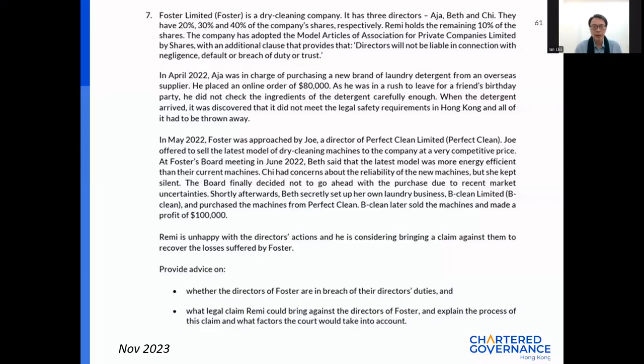So the question asks: provide advice on whether the directors of Foster are in breach of the directors' duties and what legal claim Remy could bring against the directors, explain the process of this claim and what factors the court would take into account. So it's quite interesting because the question, the way it is written, is very clear, also quite precise. So to the point, when you need to work out which issues to discuss, after reading the question, you should have no doubt.